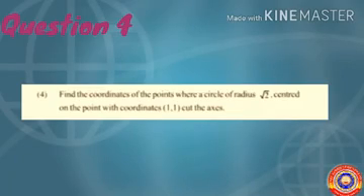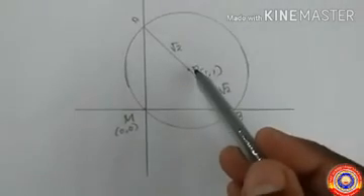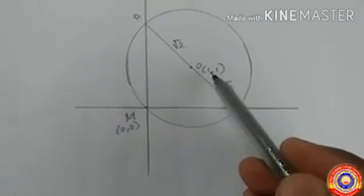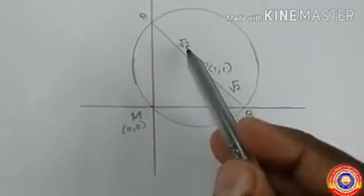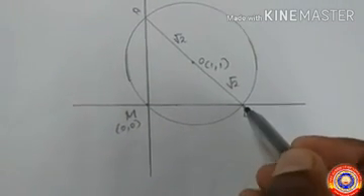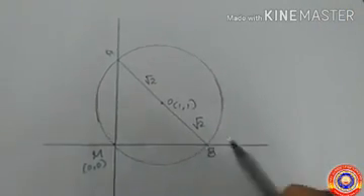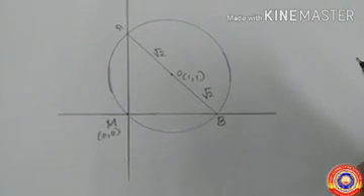Question number 4. Find the coordinates of the points where a circle of radius root 2 centered on the point with coordinates 1, 1 cuts the axis. Here the circle is centered on the point O with coordinates 1, 1 and its radius is equal to root 2. We have to find the coordinates of the points where the circle cuts the axis, which means A and B are the points on the axis cut by the circle. We have to find the coordinates of A and B.